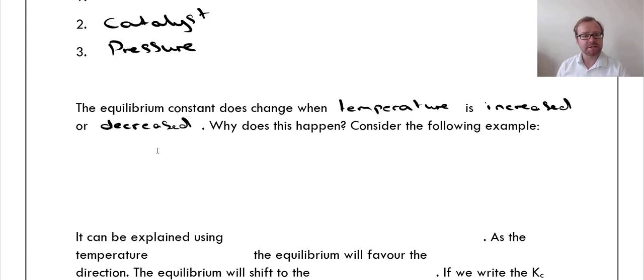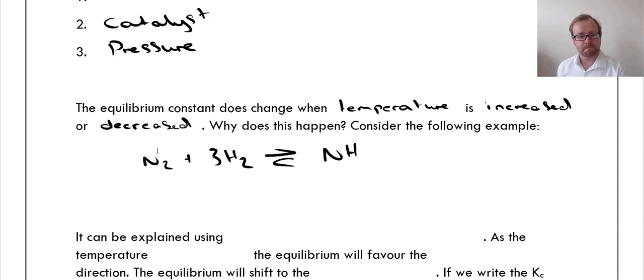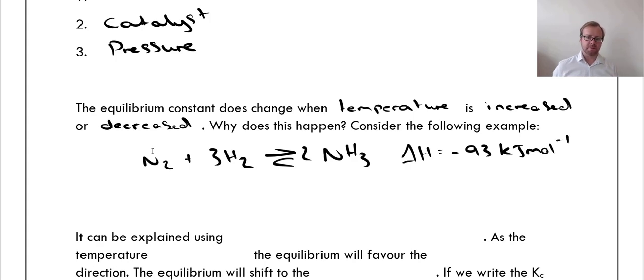So we'll do an example. So why does this happen? Let's have a look at the following example. So again, we'll use a common reversible reaction, the Haber process. Remember that this delta H is the enthalpy of the reaction, and it's negative. So if it's negative, it means that the forward reaction is exothermic.